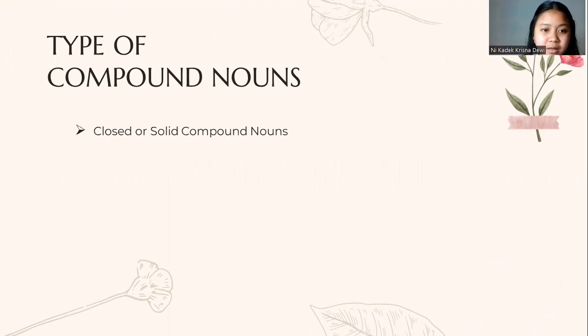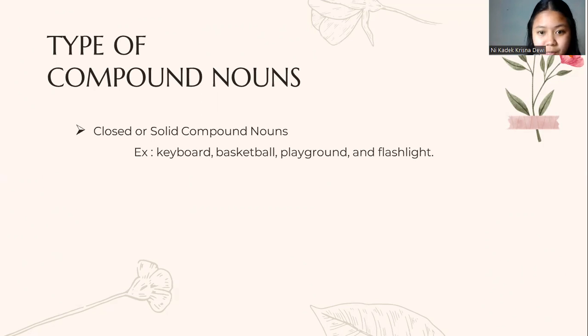The first is closed or solid compound noun. Closed or solid compound noun is one in which the two words do not have any space or hyphens separating them. They are usually considered as a single word. The examples are keyboard, basketball, playground, and flashlight.